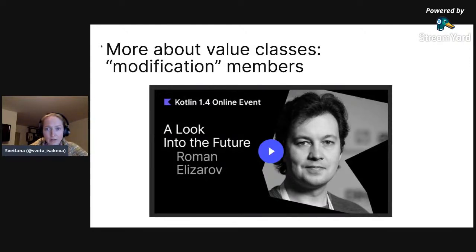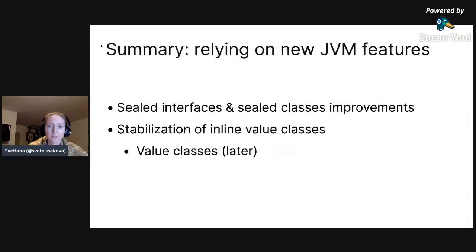There is much more to value classes, and that also explains why we do want to have this functionality even before the major JVM changes. Modification members is a concept already working in Swift, and that works perfectly in theory with Kotlin immutable value classes. However, that's out of scope of this talk, but I want to redirect those of you who are interested to the talk by Roman Elizarov from the Kotlin 1.4 online event, where he, among other plans, covers future directions, including these modification members.